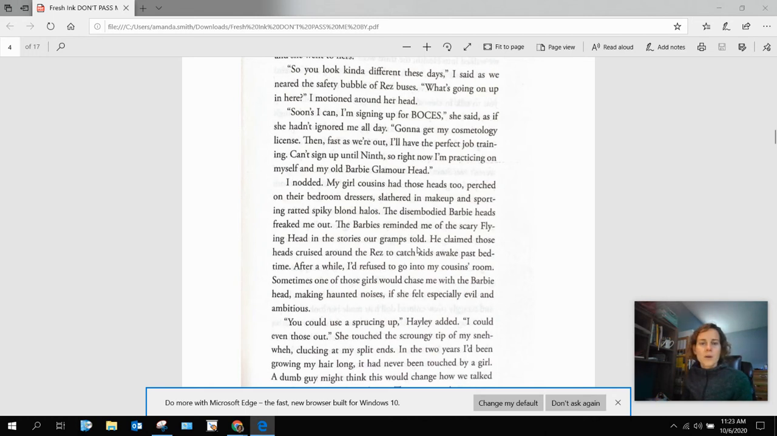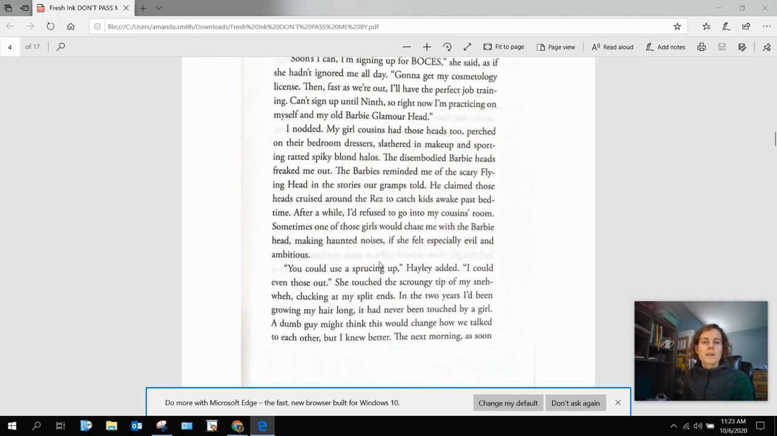The disembodied Barbie heads freaked me out. The Barbies reminded me of the flying head in the stories our Gramps told. He claimed those heads cruised around the res to catch kids awake past bedtime. After a while, I'd refuse to go into my cousin's room. Sometimes one of those girls would chase me with the Barbie heads making haunted noises if she felt especially evil and ambitious. You could use a sprucing up, Haley added.